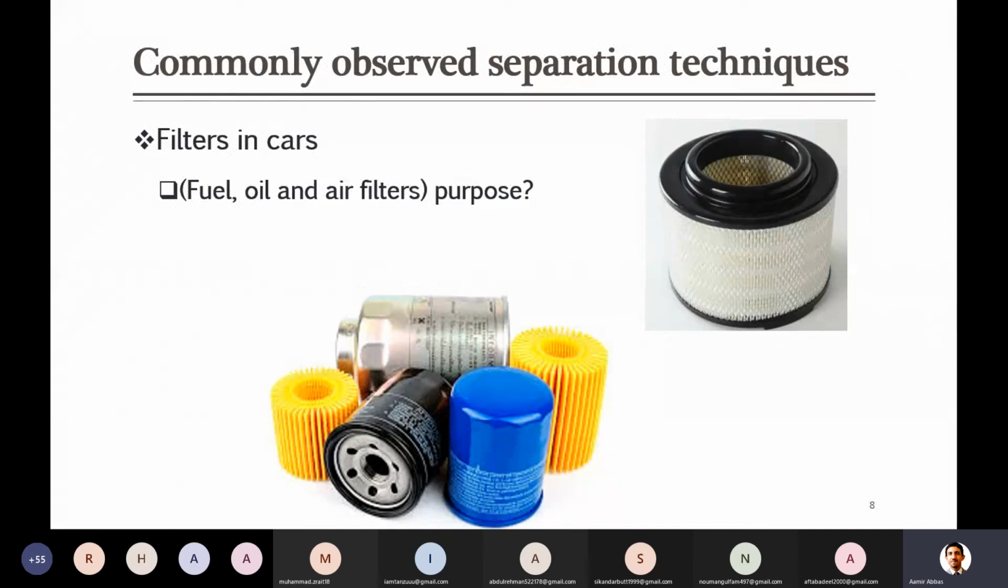Most of the time, there are three different types of filters in cars. They usually call them fuel filter, then there is oil filter, like for mobile oil, and then there is air filter. So what is the purpose of these filters? Did you observe? Do you know?